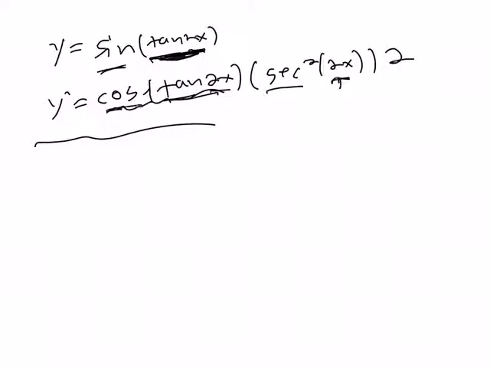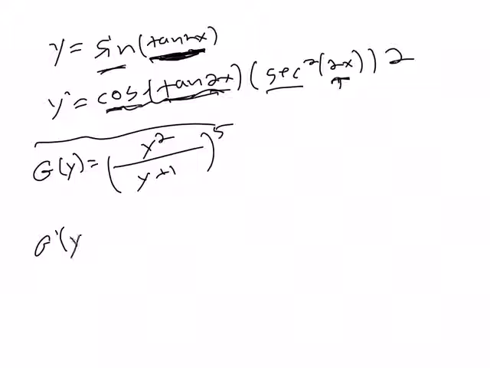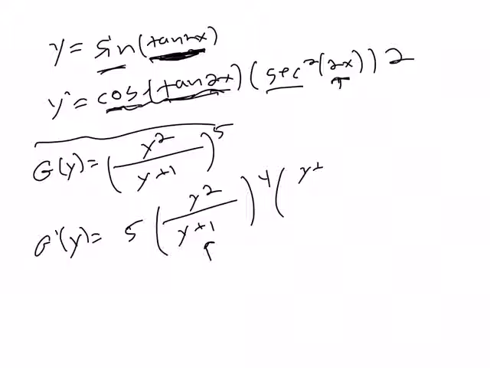Okay, so now let's look at problem 30. We have g of y is equal to y squared over y plus 1 to the 5th power. So g prime of y is equal to 5 times y squared over y plus 1 to the 4th power times the derivative of this thing inside, which is y plus 1 times 2y minus y squared times 1, over y plus 1 squared.